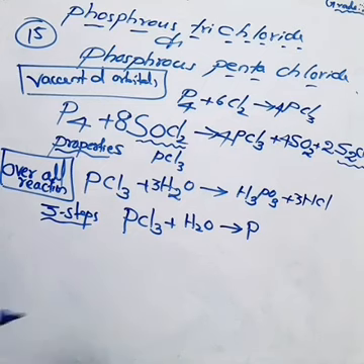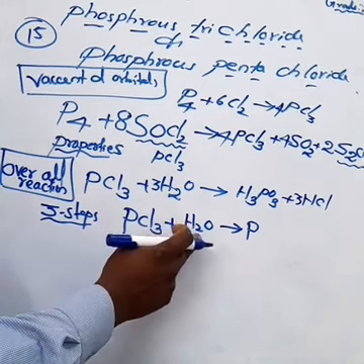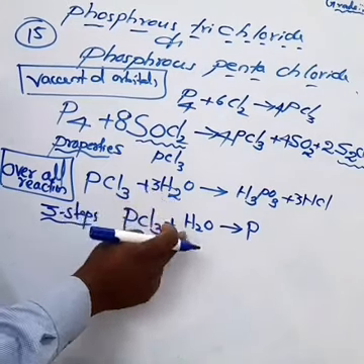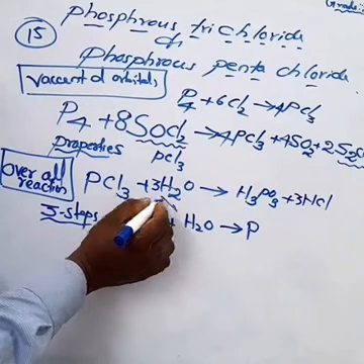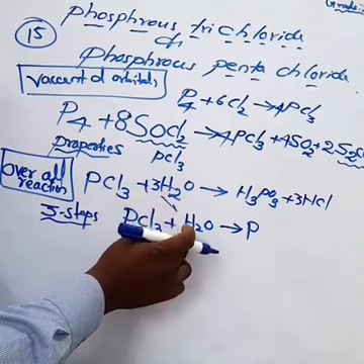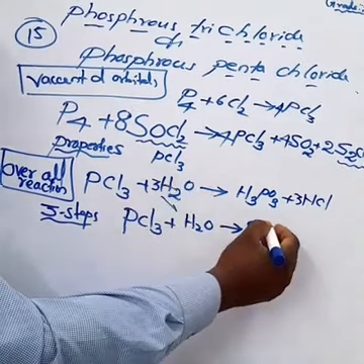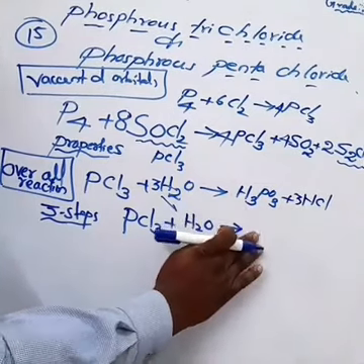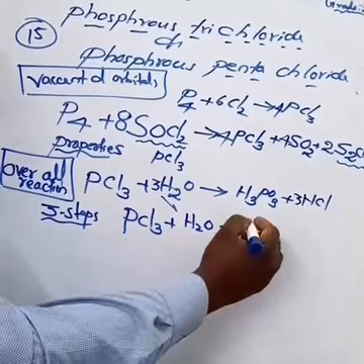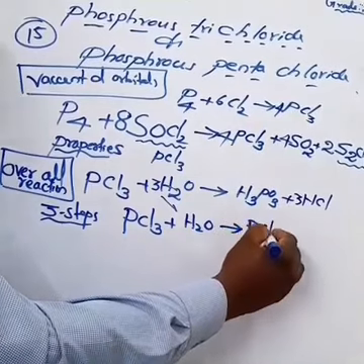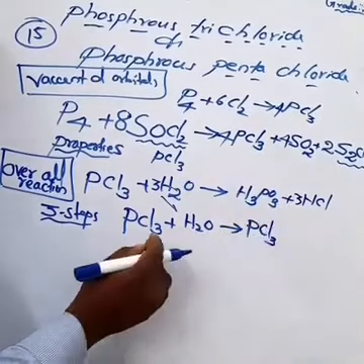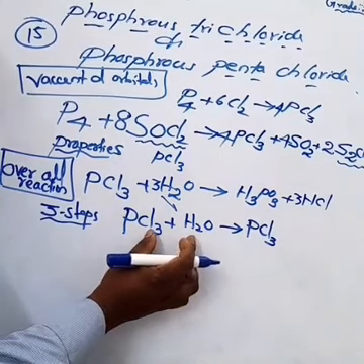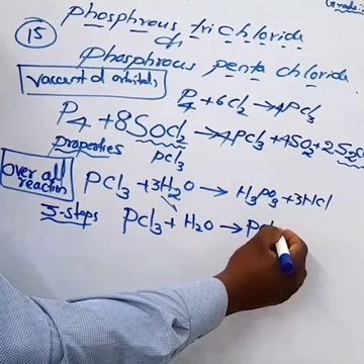Phosphorus trichloride reacts with the first molecule of water, H2O. We get one of the hydrated products of phosphorus trichloride. Hydrate means, don't forget, that there is water. So the phosphorus trichloride has one water molecule.